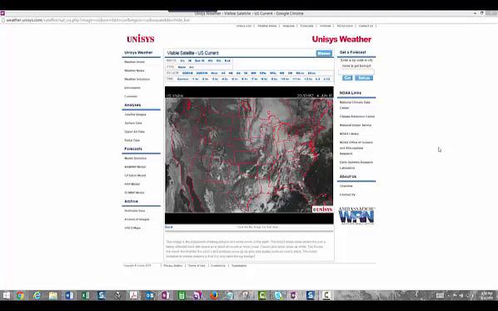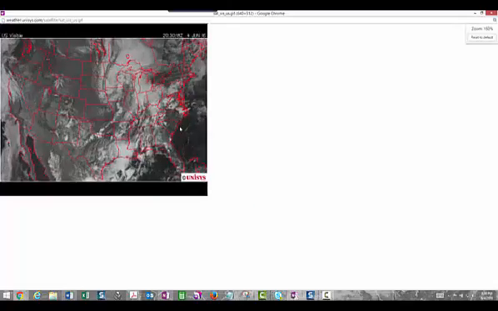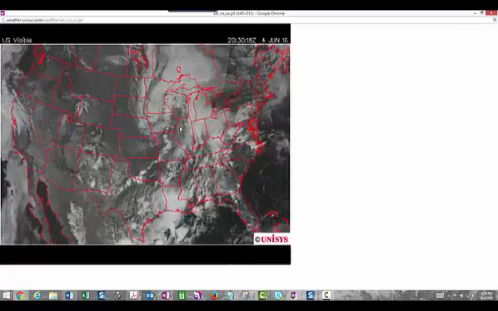With visible satellite, you can see the individual features of thunderstorms. And so what I've done here at the Unisys site is I've pulled this up. Let's see if I can make this larger. Now, visible imagery is only available during the day because it uses the sun as a light source. You'll notice right here, if you use your imagination, you can see this swirling counterclockwise circulation over Iowa, or just to the north of Iowa.